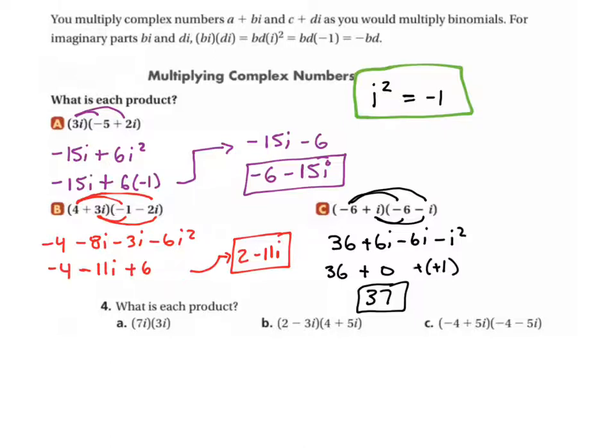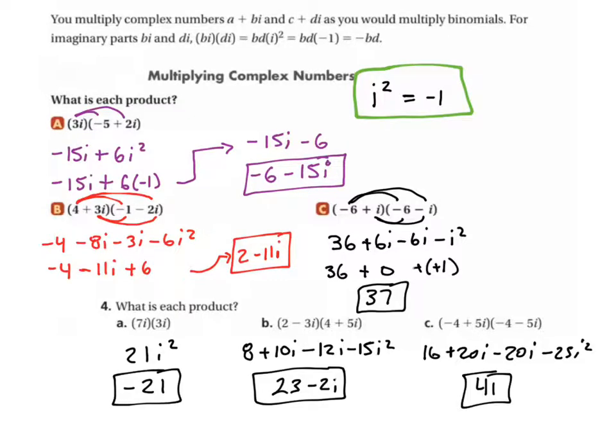All right, so go ahead and give 4A, B, and C a shot. When you're ready, unpause the video and check your answers accordingly. So for 4A, if you did it right, you get -21. For 4B, you get 23 minus 2i. And then for 4C, you get 41.